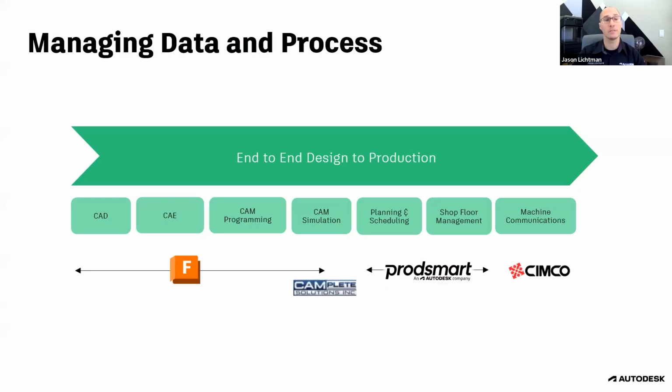Now, big picture, I do want you to see where this fits into the goal that we're trying to achieve here at Autodesk. Fusion 360, the CAD, CAE, and CAM solution that we talked about earlier, is more about the upfront design and analysis and programming for manufacturing before you get to the manufacturing itself. Prodsmart is about planning and scheduling and shop floor management. And in case you haven't heard, we recently acquired a company called Simco, and that means that machine communications is now a possibility for our future. So there's a lot in store for what's available. It's hard for me to actually show you all of this in just some PowerPoint slides.